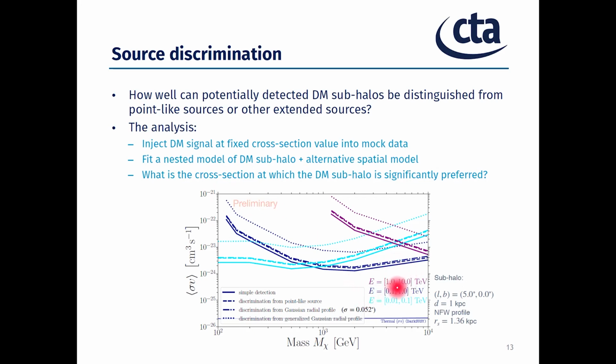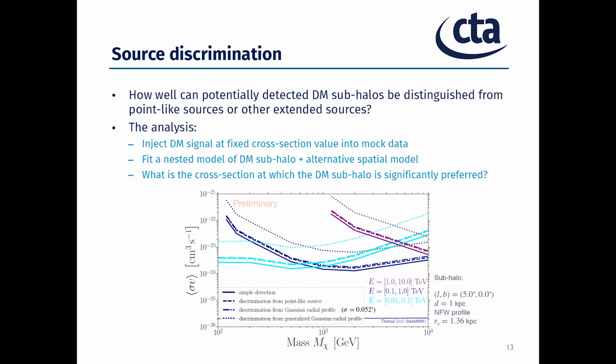So we did the analysis in 3 energy bands: the lowest energies, middle energies, and the highest energies. And we see that for the simple detection, that would be simply 5 sigma detection of the subhalo. The worsening of the sensitivity, if we would not be fitting the correct model, so if we would want to discriminate it from a point-like source, is shown with these dashed curves. And then discrimination from a Gaussian radial profile is shown with the upper one. I don't know how well they are distinguished here, but these two are pretty similar.